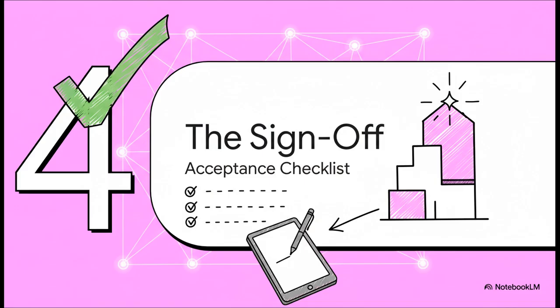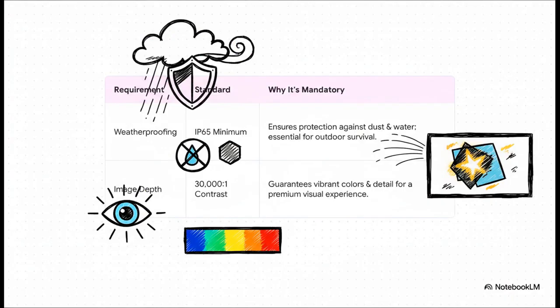But before you can officially sign off on the project and pack up, you need to verify that it meets a few non-negotiable standards. This is your final QC, your project acceptance checklist. For any outdoor job, an IP65 rating is the absolute minimum. Here's an easy way to remember what that means. First number is for solids, like dust. The second is for liquids. So IP65 means a 6 for being totally sealed from dust and a 5 for being able to withstand jets of water. And for image quality, that 30,000 to 1 contrast ratio we just talked about, that's not a luxury. It's the guarantee that the client is actually getting the rich, detailed premium picture that they're paying for.